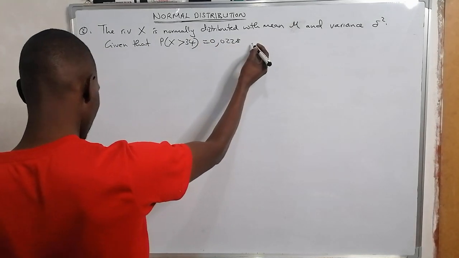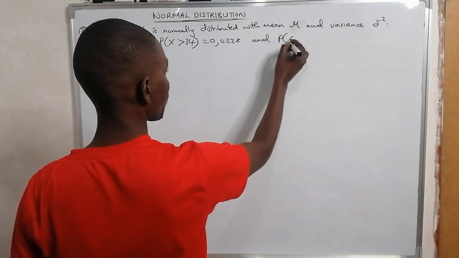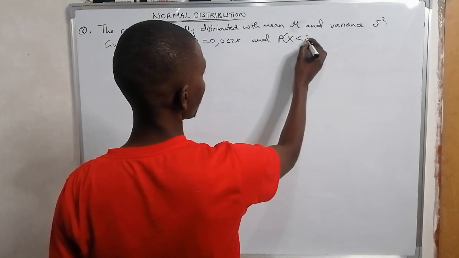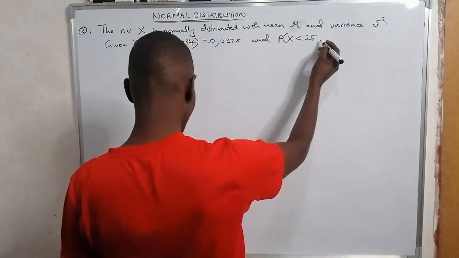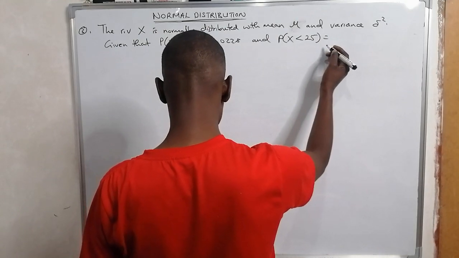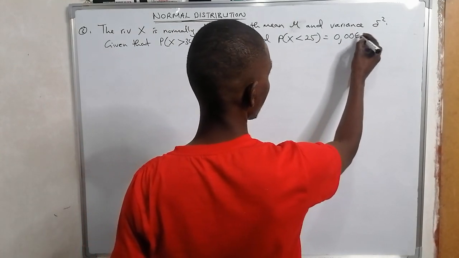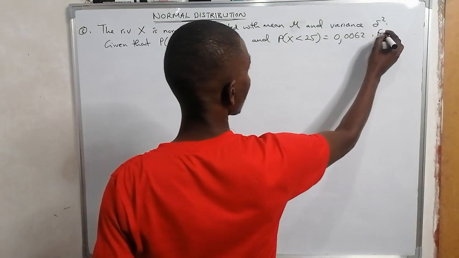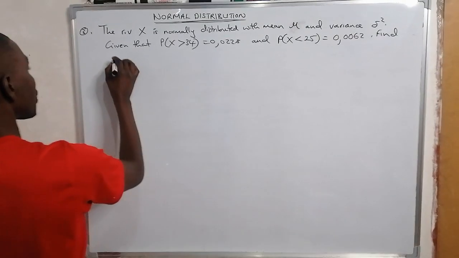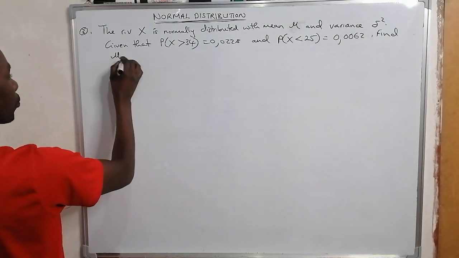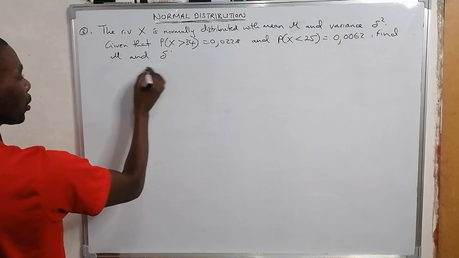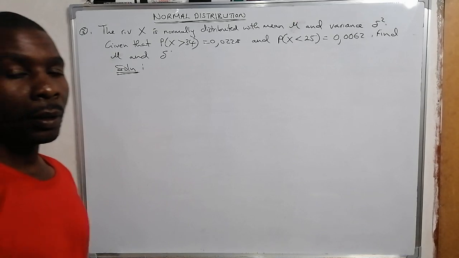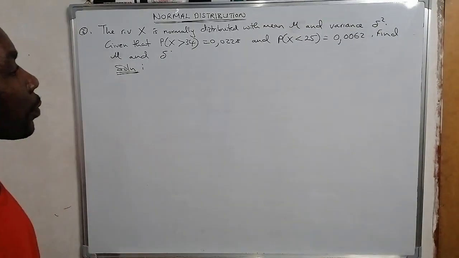and P of x is less than 25 is equal to 0.0062. Find the mean and sigma, right? Try also to attempt the question, then compare your solution with my solution.